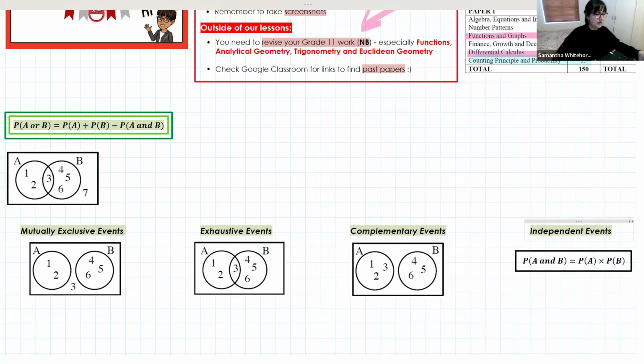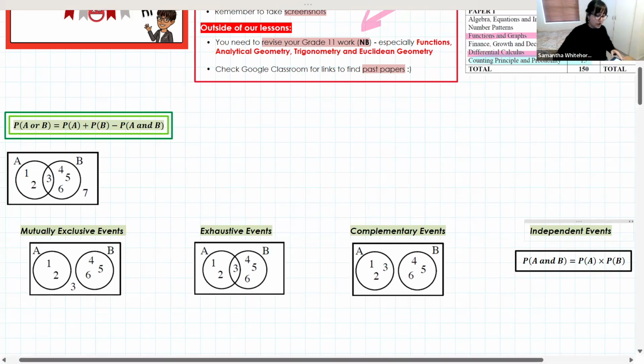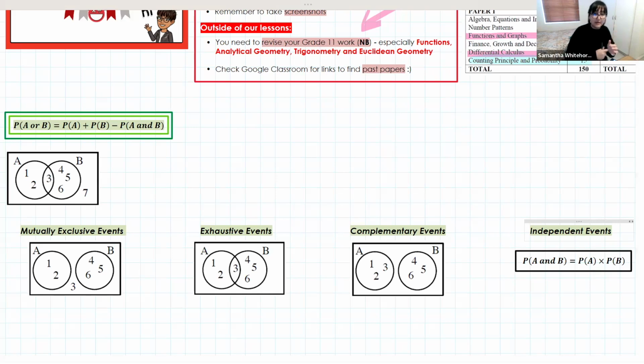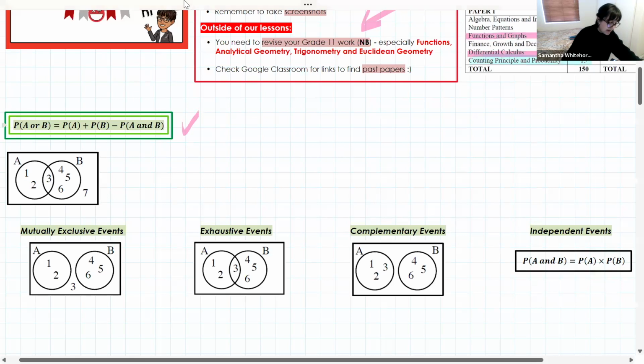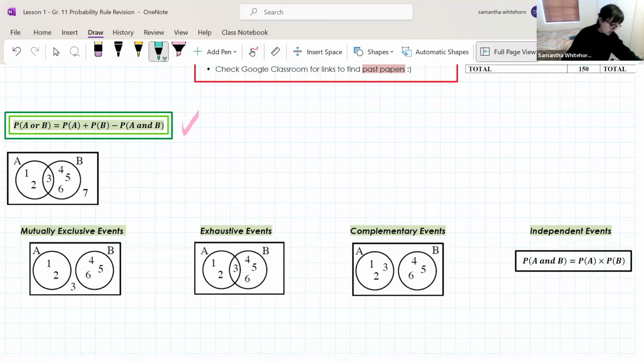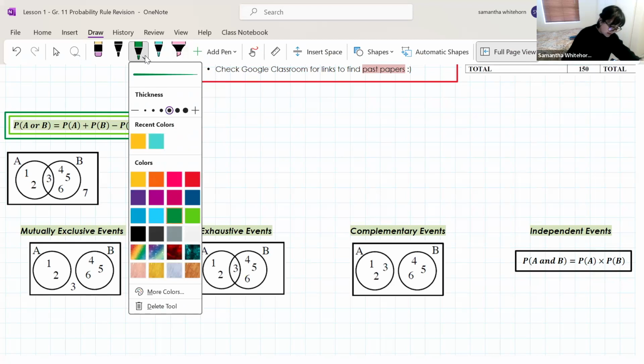All right, so the thing in the double green blocks that you get given on your formula sheet is very useful because you'll see as we go along, depending on the type of event you have, this formula changes a little bit. But you are given this formula, and you are also given, although to be perfectly honest with you, I don't think anyone would need this.